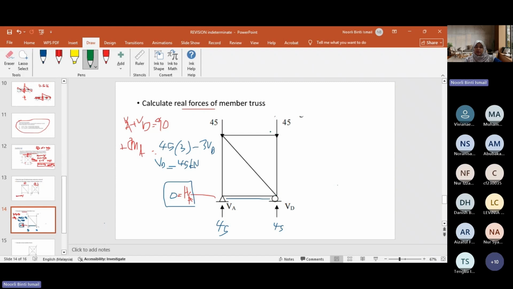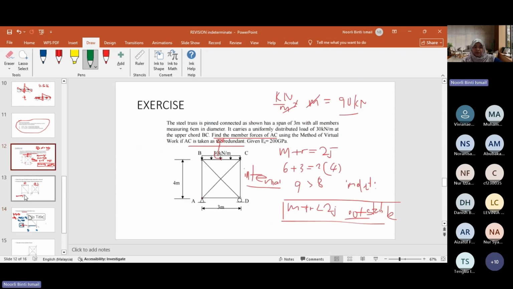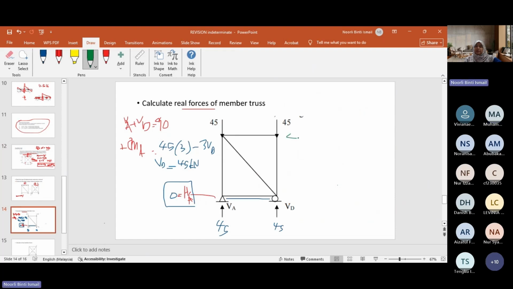Can we start here? Can we start at C? Can. Can, because the rule is at least 2 unknown member forces. Pun boleh C. If you start at C, so this one will be downward to balance upward. Okay, and then another one is downward. They must be opposite. So this one value will be 45. Negative, positive.